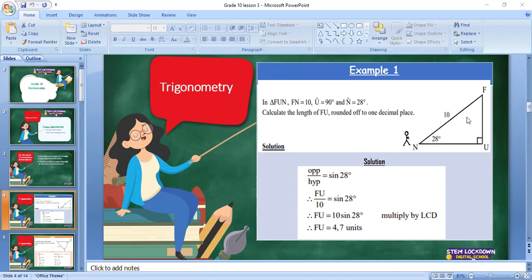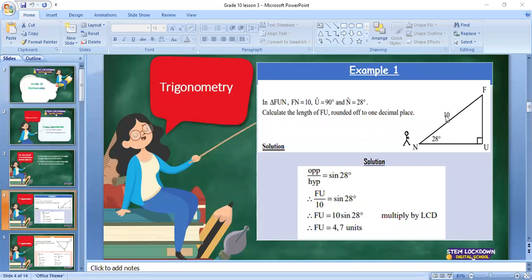So you now check which of the three ratios has opposite and hypotenuse, O and H. Which one has O and H? To check that, we talked about SOH CAH TOA. SOH is opposite over hypotenuse. So that means it can only be sine. That is why we use sine, because the two sides we have are opposite and the hypotenuse. So it's only sine.